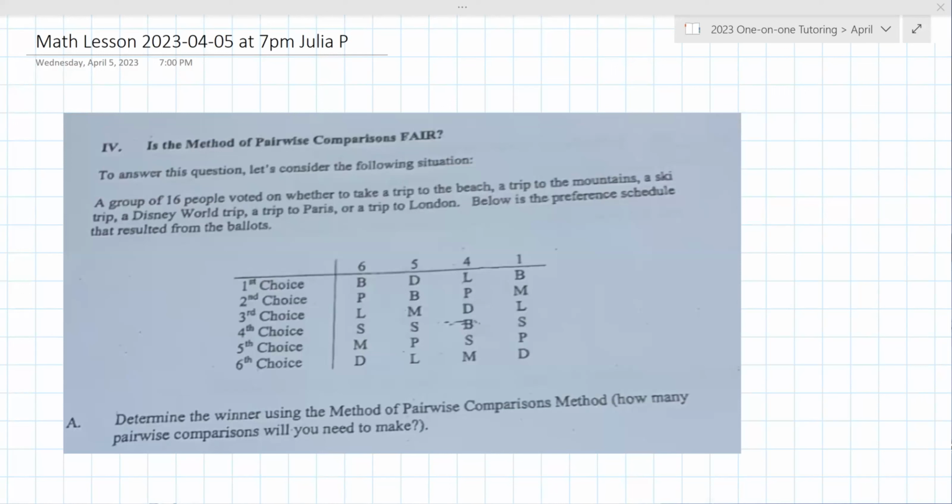Okay. All right. Do you remember anything about pairwise comparisons? Not really. Okay.